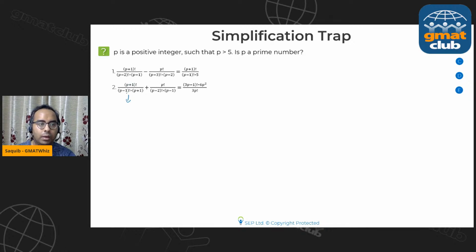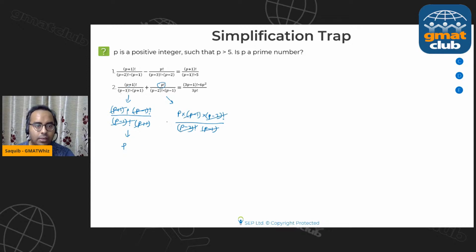I have a p plus 1 and a p minus 1 here. So what I can do is I can break p plus 1 as p plus 1, p minus 1 factorial by p minus 1 factorial times p plus 1. Notice p minus 1 factorial, p plus 1 get cancelled out, and you're left with p. You can break down p as p times p minus 1 times p minus 2 factorial over p minus 2 factorial times p minus 1. Again, notice this gets cancelled out, and then you'll end up getting p. So left hand side gives you 2p.